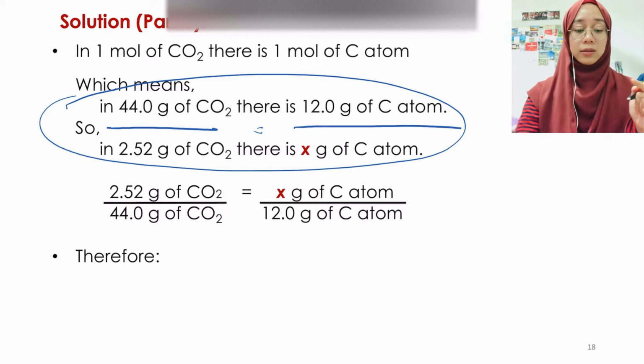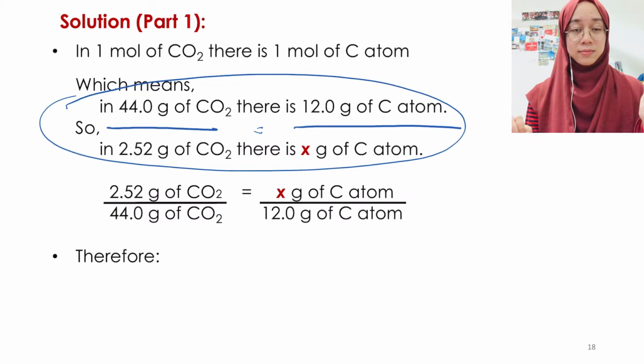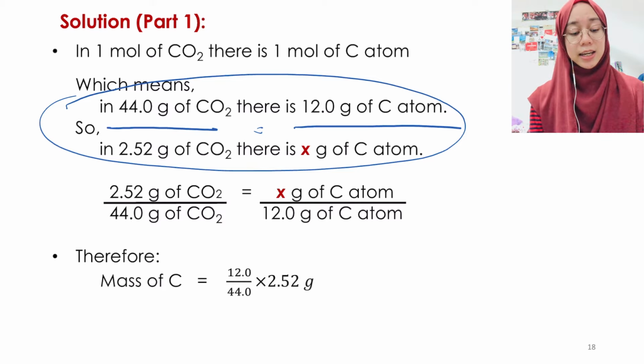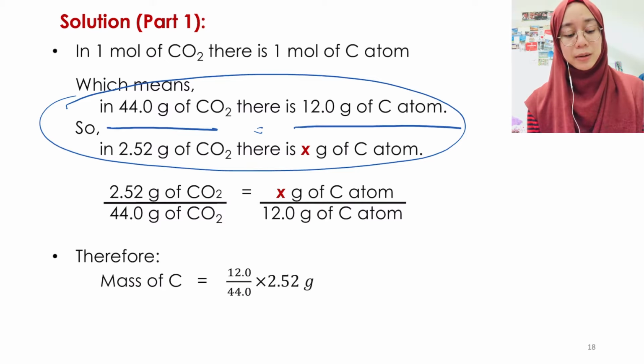So what you have to do now is you need to rearrange untuk cari value of X. Okay, so basically the mass of carbon is equals to 12 divided by 44, sebab ni pindah naik atas kan, 12 ni pindah sebelah dia dah jadi dekat atas.